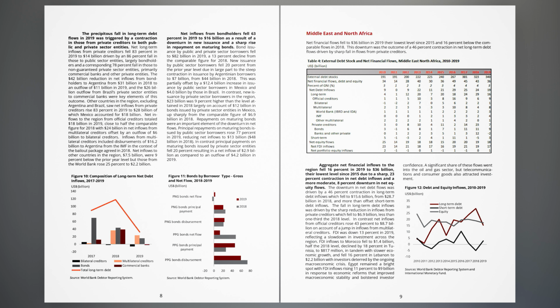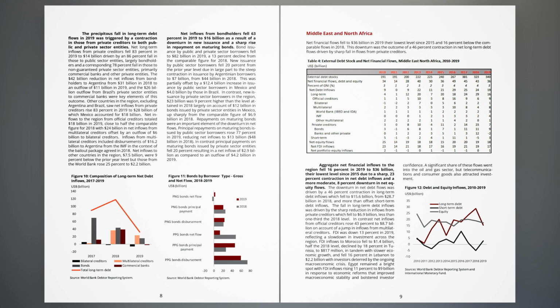Repayments on maturing bonds were an important element of the downturn in net flows. Principal repayments on maturing bonds issued by public sector borrowers rose 77% in 2019, reducing net inflows to $13 billion, from $48 billion in 2018. In contrast, principal payments on maturing bonds issued by private sector entities fell 20%, resulting in a net inflow of $2.9 billion as compared to an outflow of $4.2 billion. Figure 11. Bonds by borrower type. Gross and net flow, 2018-2019.